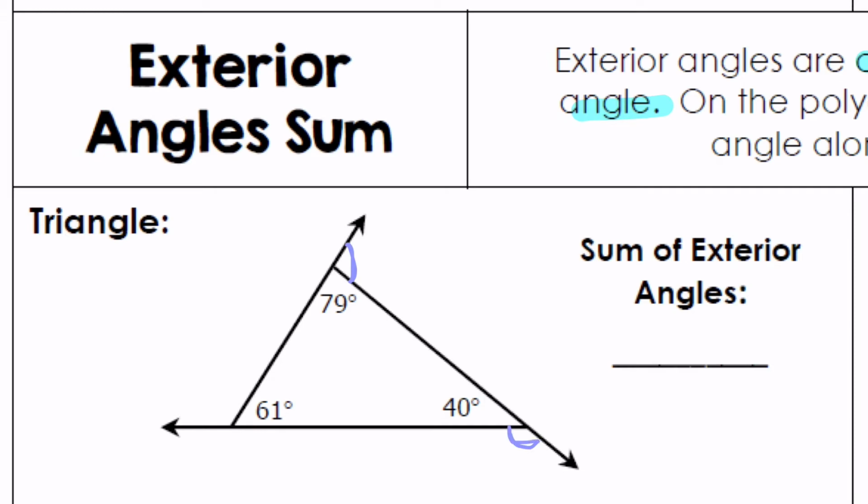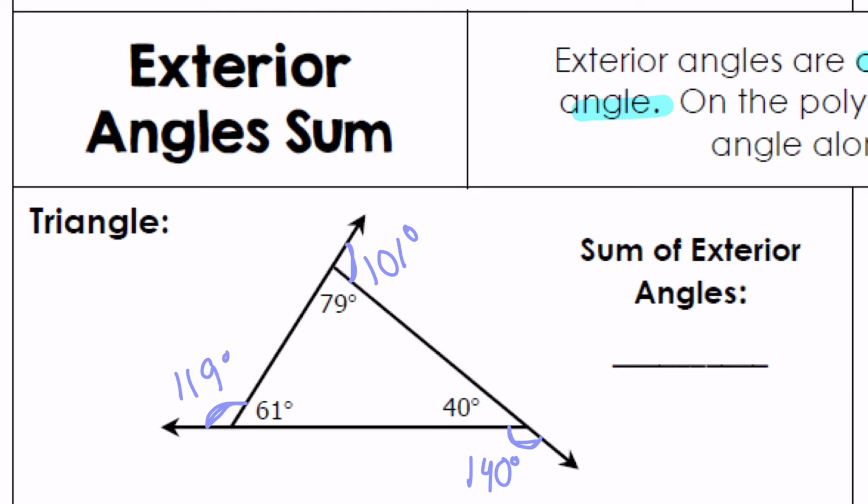This is an exterior angle also. This is an exterior angle. So I need to find the measure of each of those angles. Now remember, supplementary angles add up to 180 degrees. So this angle is going to be 180 minus 79, which gives me 101 degrees. And then this angle is 180 minus 40, which gives me 140 degrees. Then this angle is 180 minus 61, which gives me 119.